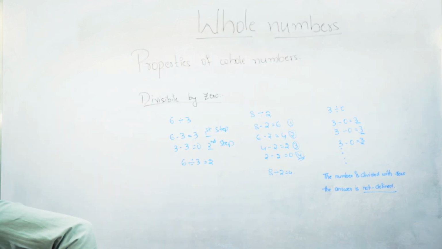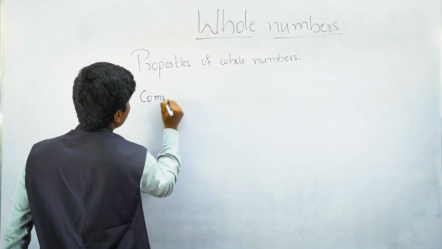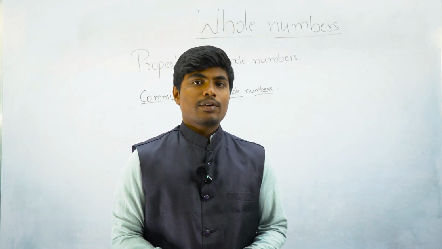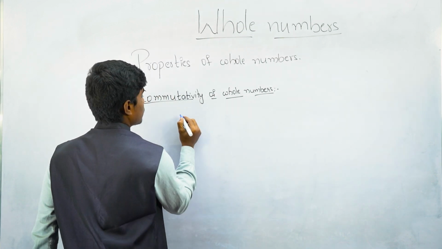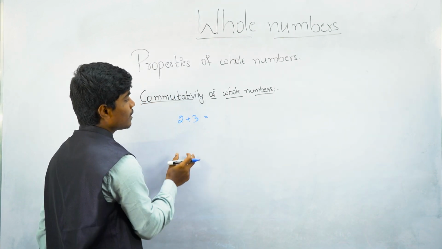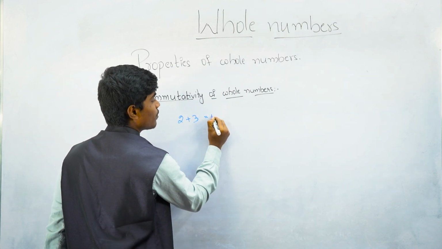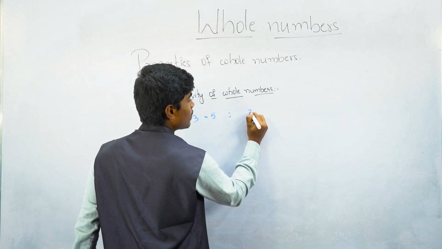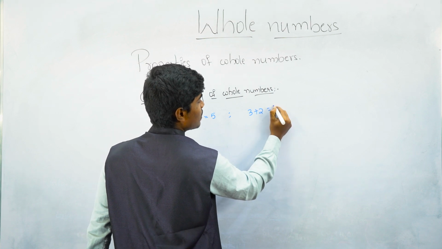Now let's see the commutativity of whole numbers. Let's take two numbers, 2 plus 3. Here the answer we get is 5. If we do the same with 3 plus 2, the answer is also 5.